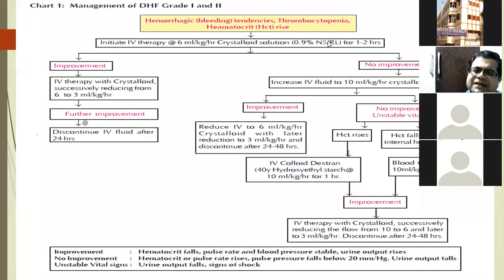What about the management? Fluid management is similar to DHF1. I'm not going into the details. So why am I discussing these two cases together? Because everything is similar, but only one thing is different. And that will create lots of panic among the caregivers and among the doctors. What is this?